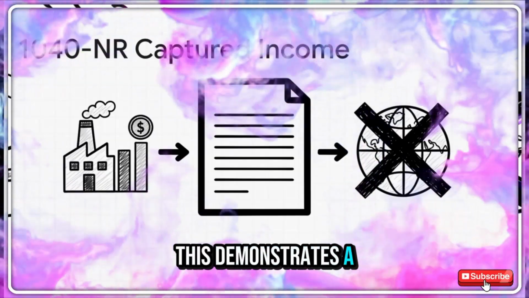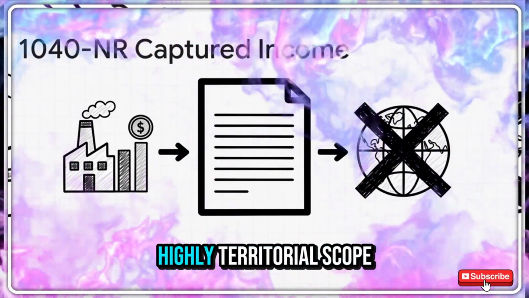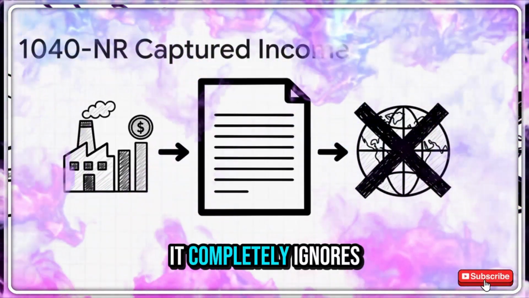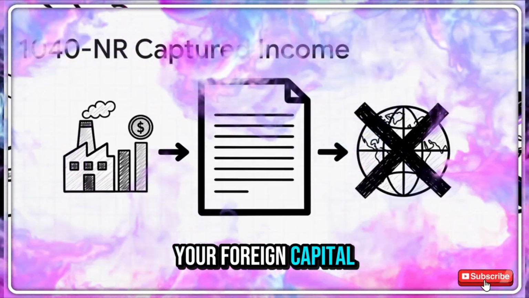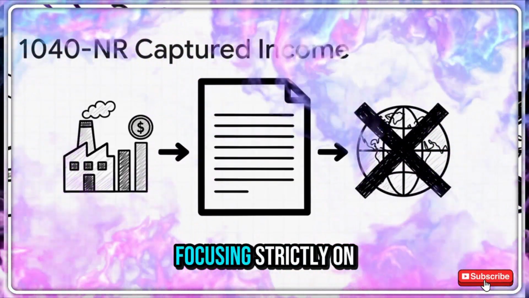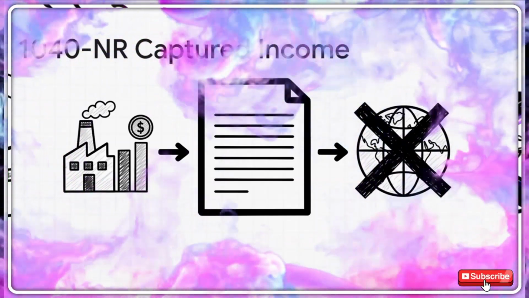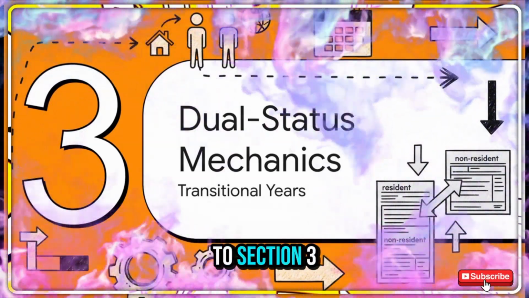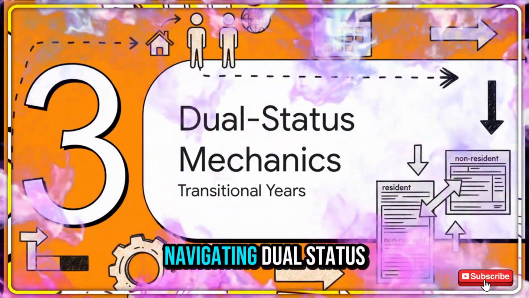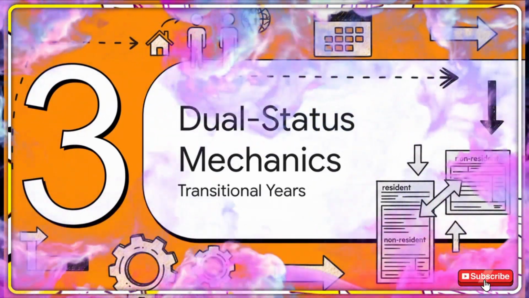This demonstrates a structurally limited, highly territorial scope. It completely ignores your foreign capital and foreign ventures, focusing strictly on what happens inside the geographical fence. Which brings us to Section 3, Navigating Dual Status Mechanics.